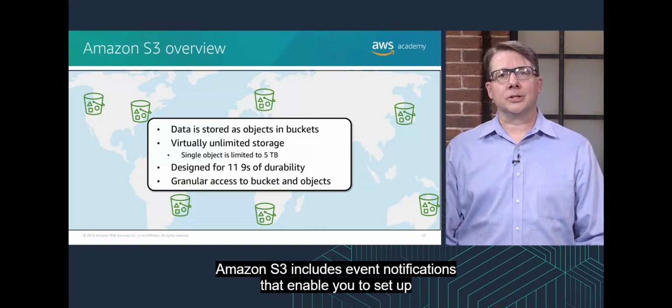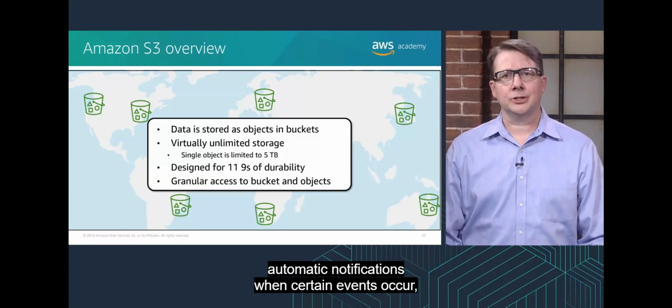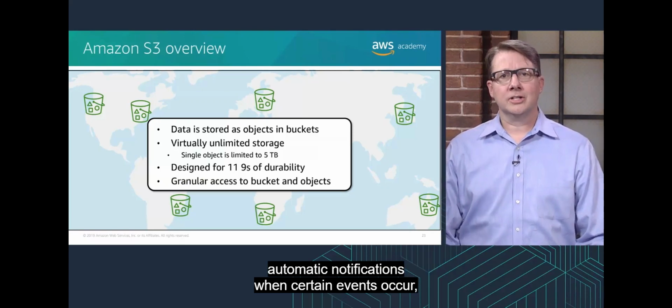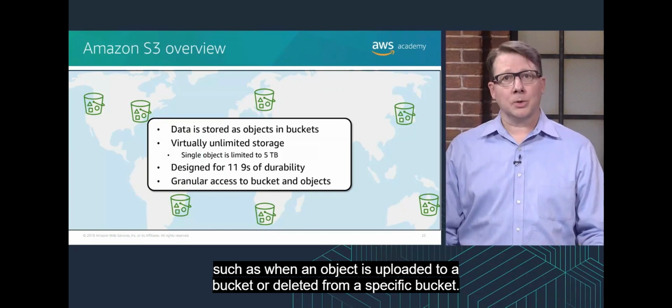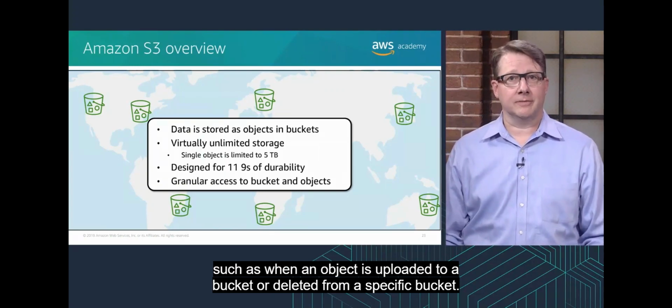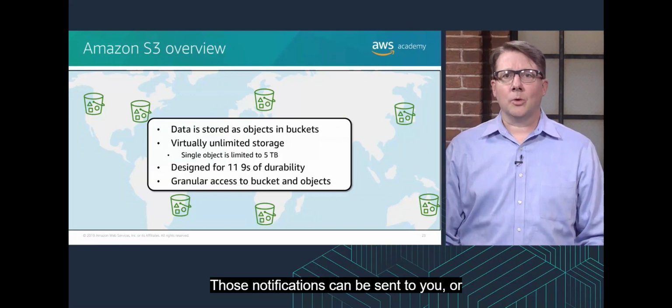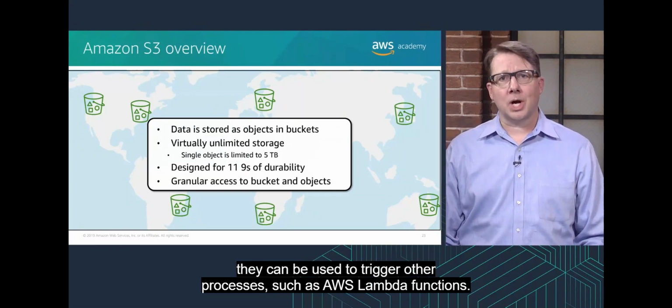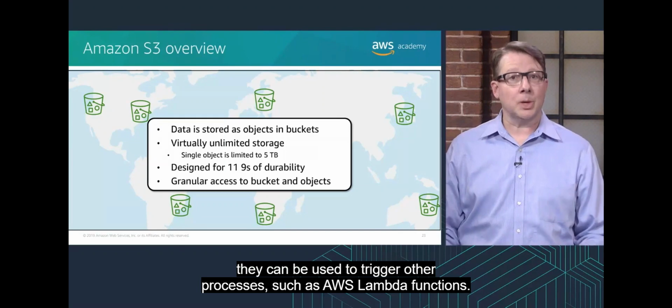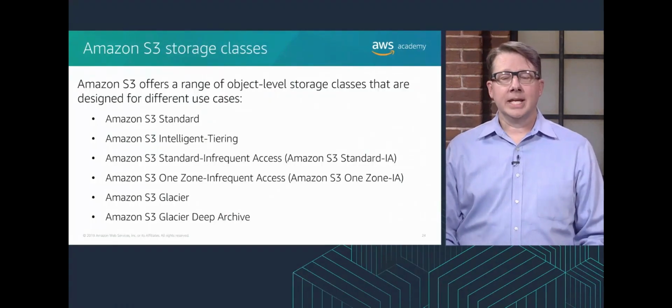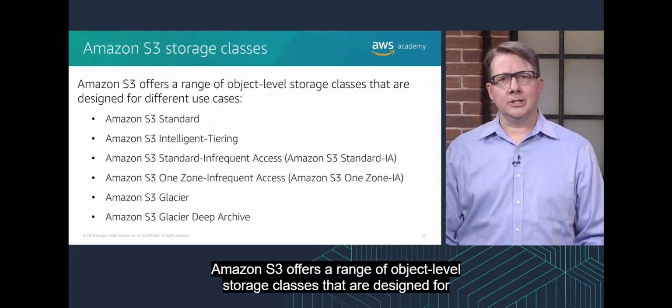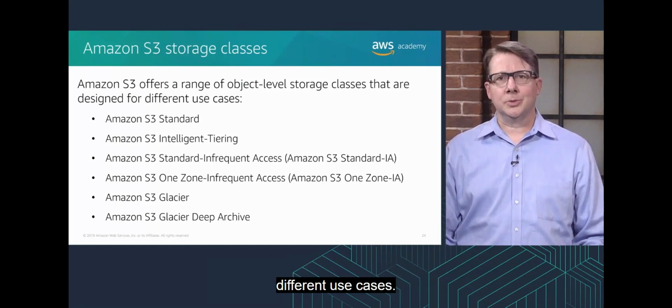Amazon S3 includes event notifications that enable you to set up automatic notifications when certain events occur, such as when an object is uploaded to a bucket or deleted from a specific bucket. Those notifications can be sent to you, or they can be used to trigger other processes, such as AWS Lambda functions. Amazon S3 offers a range of object-level storage classes that are designed for different use cases.